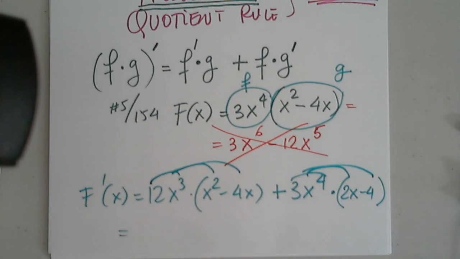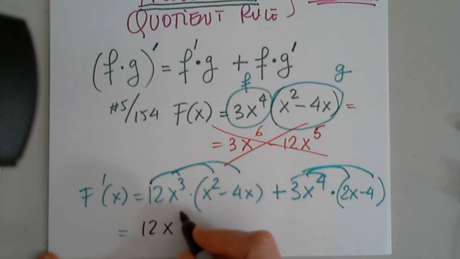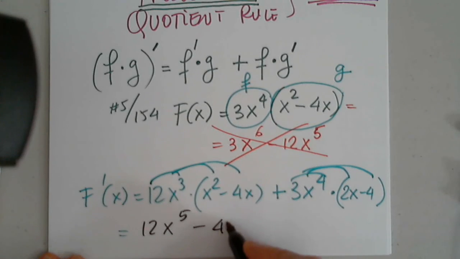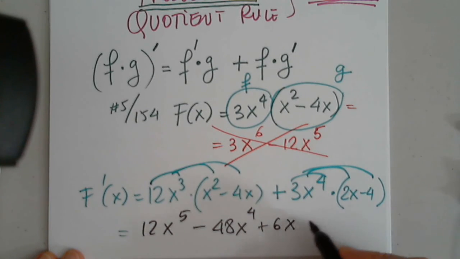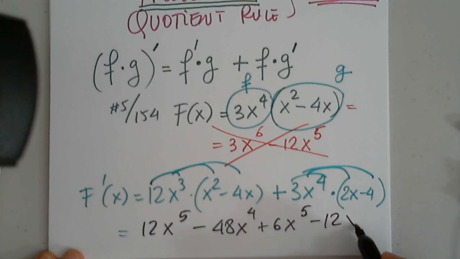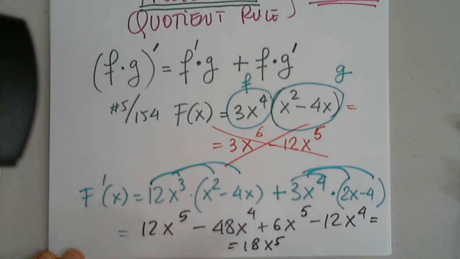12x to which power? 5. Good. Minus 48x to which power? To the fourth. Good. And then plus 6x to which power? To the fifth. Good. And then minus 12x to the fourth. And I can combine like terms. The 12 plus the 6 is 18x to the fifth. And negative 48 and minus 12 is negative 60x to the fourth.